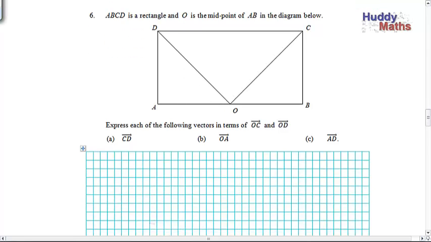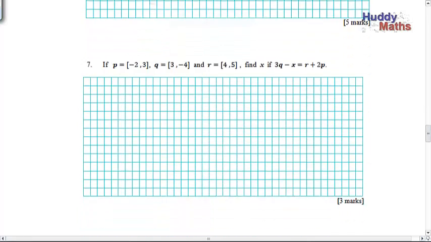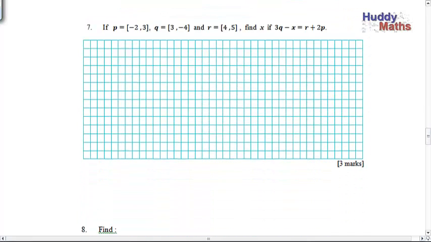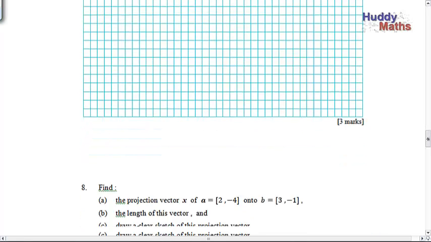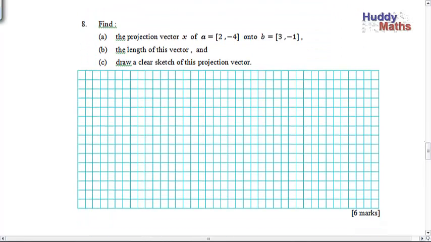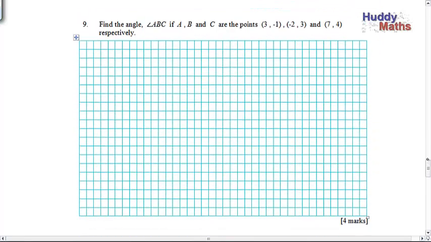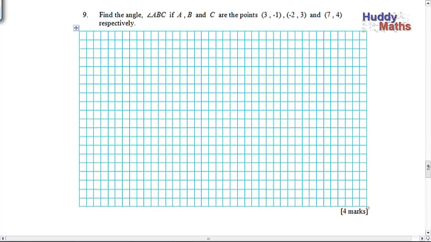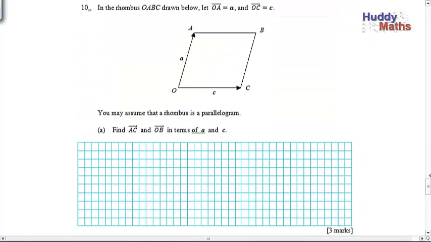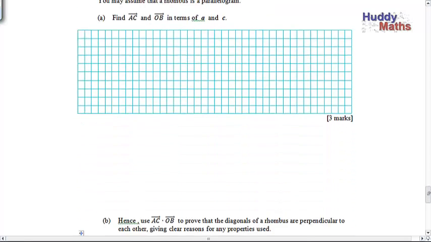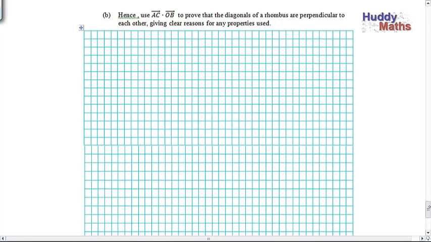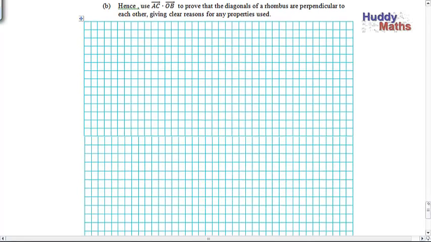Question 6. Question 7. Question 8. Question 9. Question 10. That's part A. And we've got part B coming up. And it's a fairly long one. 5 marks for that one, I think.